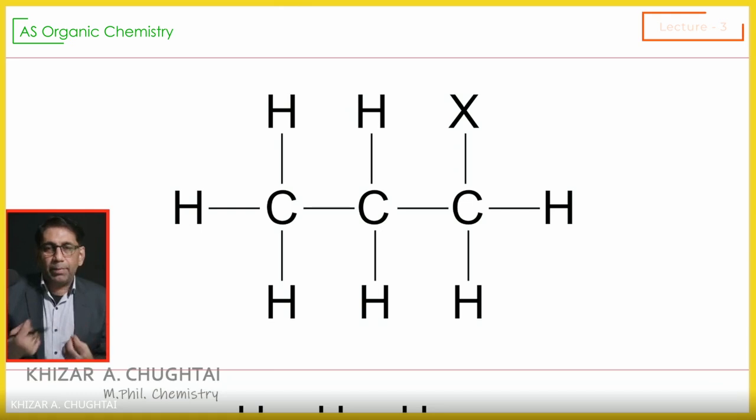What is step number one? Step number one is to select the longest chain. Number one, select the longest chain of the carbon atom. Number two, mark the numbering on the longest chain. Number three, allocate the branches. Number four, allocate or specify the functional group.